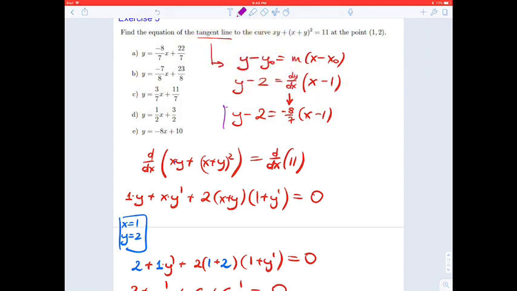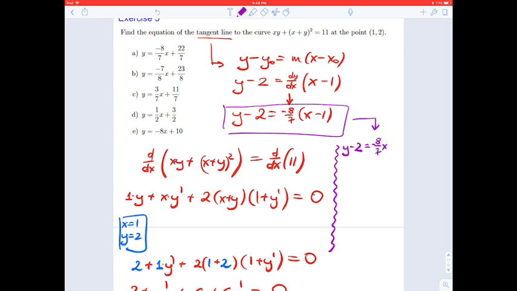That's my equation of the tangent line, but I would like to simplify. Let's make some room here, and let's try y minus 2, and then negative 8 over 7x. Negative 8 over 7 times negative 1 is positive 8 over 7. That means now we do have negative 8 over 7x, and then 8 over 7 plus 2.